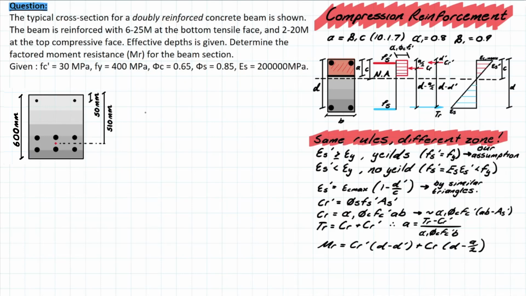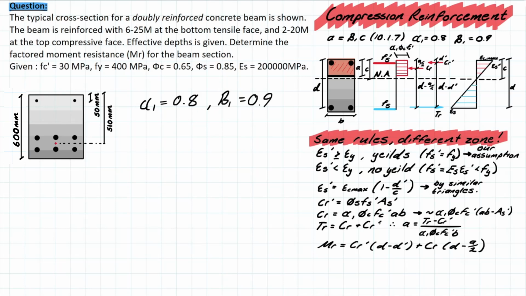on the bottom. First things first, we have alpha 1 equal to 0.8 and beta 1 equal to 0.9. We know this because we have f'c equal to 30 MPa. We know that in the range between 25 MPa and 40 MPa, these values are typically equal to 0.8 and 0.9. You can check that in the code as well. There are specific formulas for these variables, so if you wanted to check, feel free to do so.